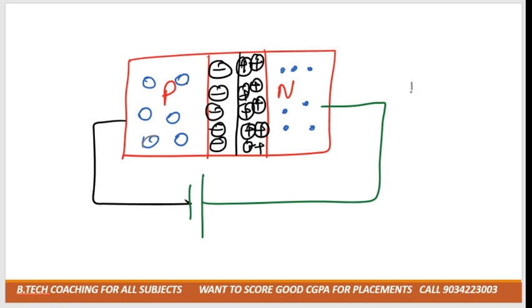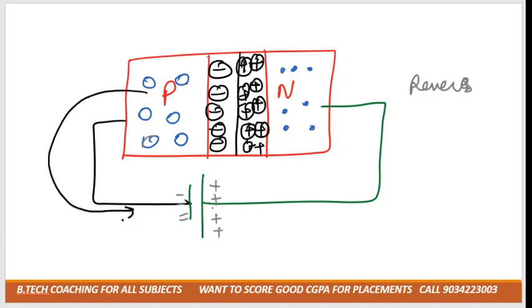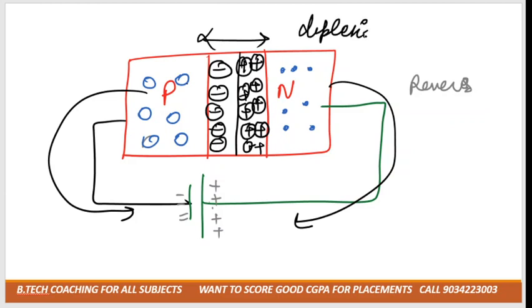Okay, now see, in this case we have the reverse bias, where P is connected with the negative and N is connected with the positive, right? So in this case the holes will be attracted towards the negative ions and the electrons will be attracted towards the positive ion. So the depletion region will increase.